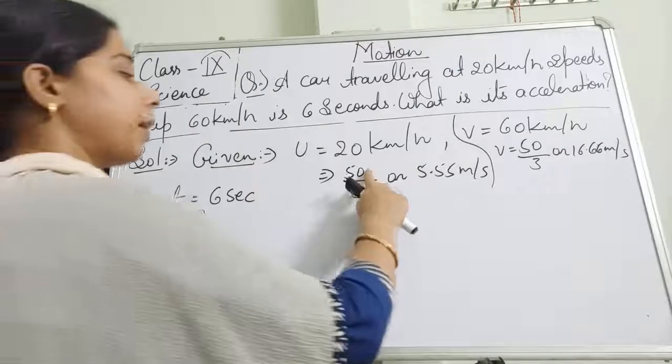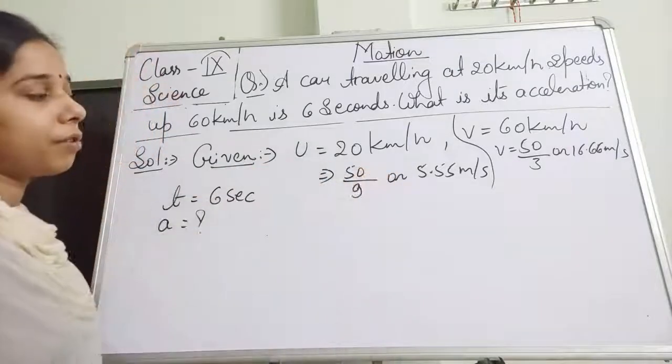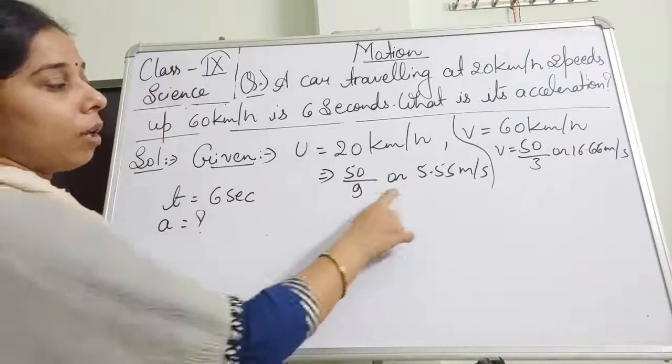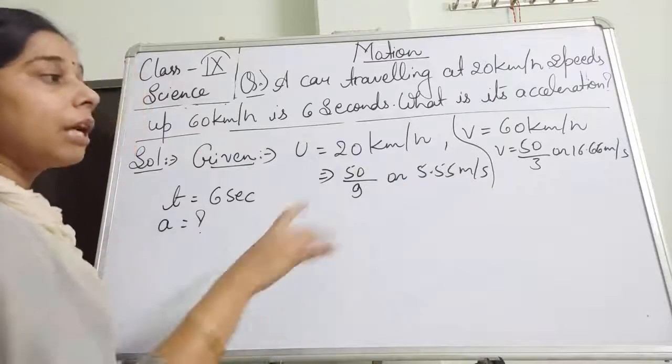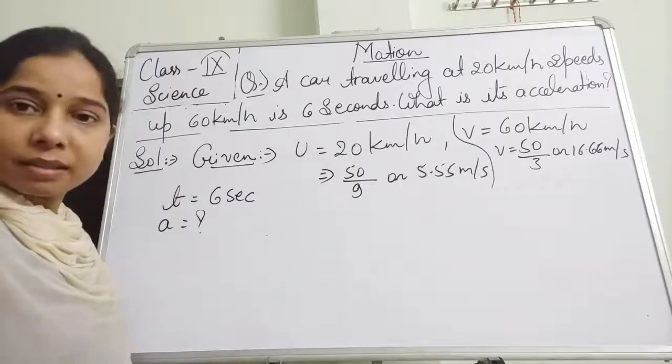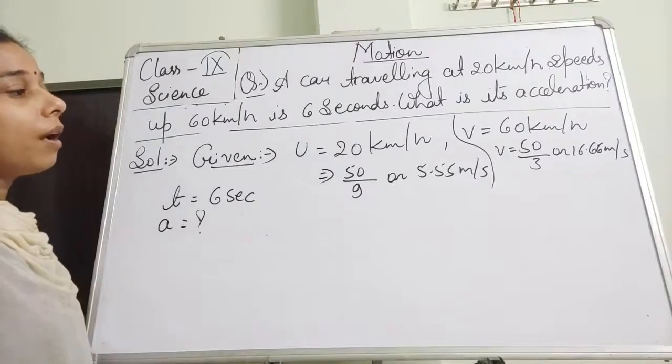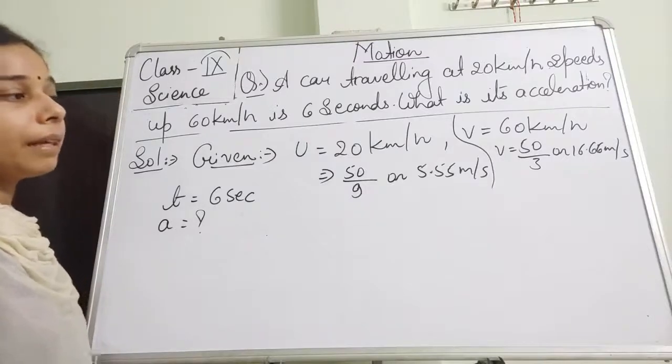This will be 50 by 9 students. Sorry, by mistake I have written 500. It will be 50 by 9, or we can write it 5.55, 50 upon 3 or 16.66. It can be anything, students. Okay, now what we will do, we will find the value here.